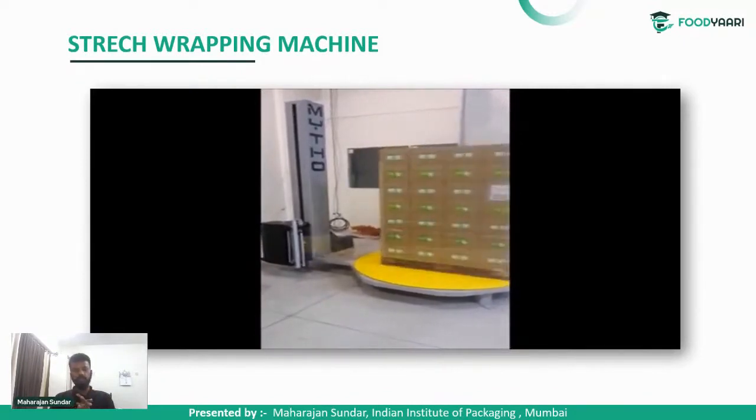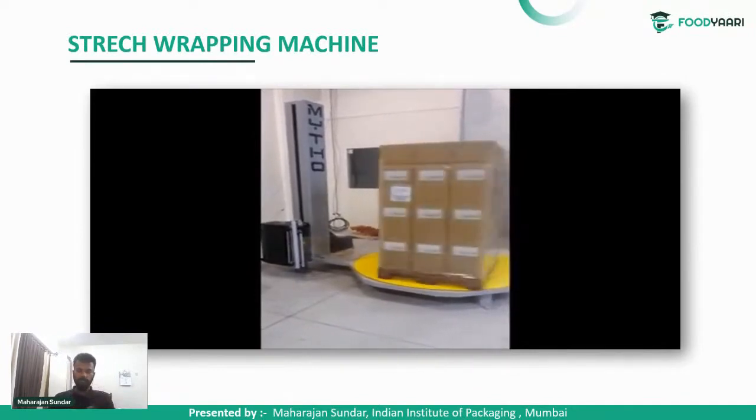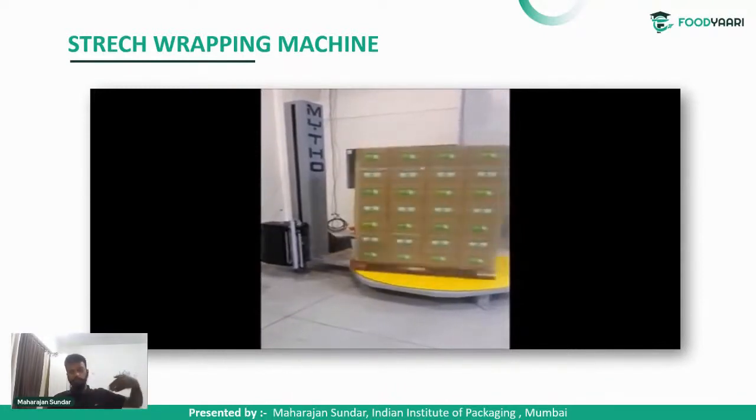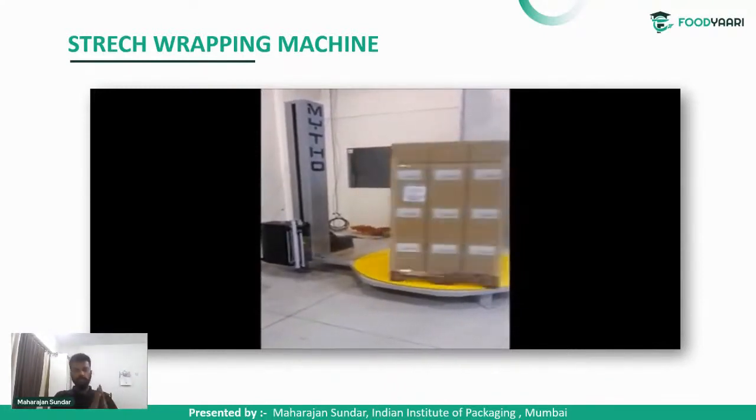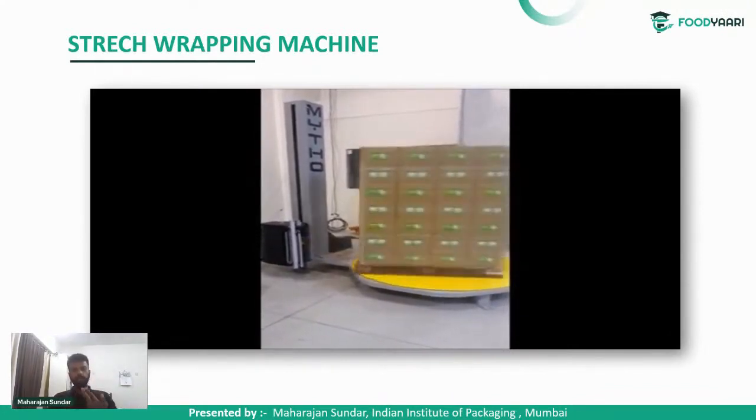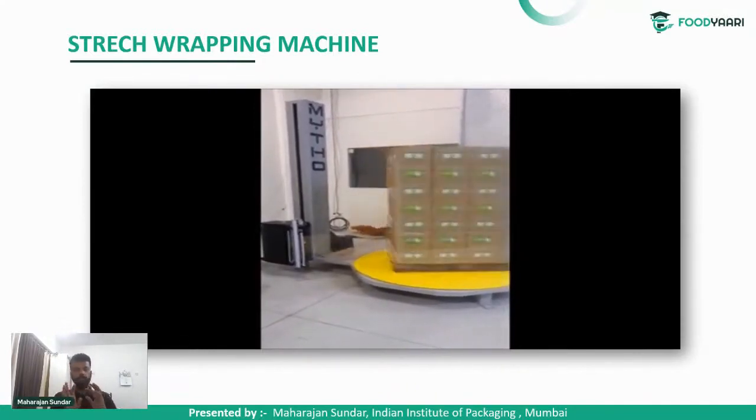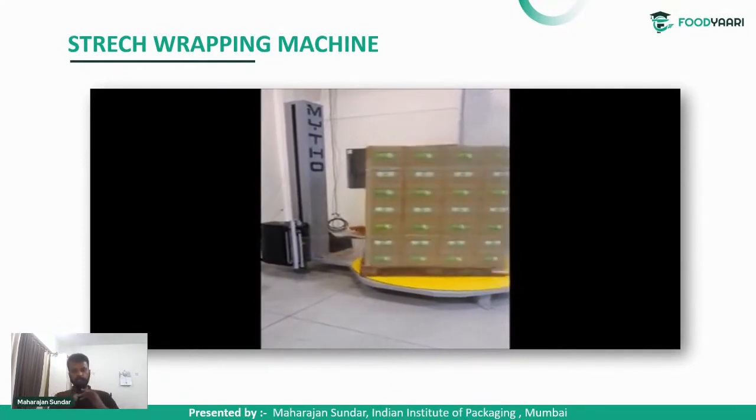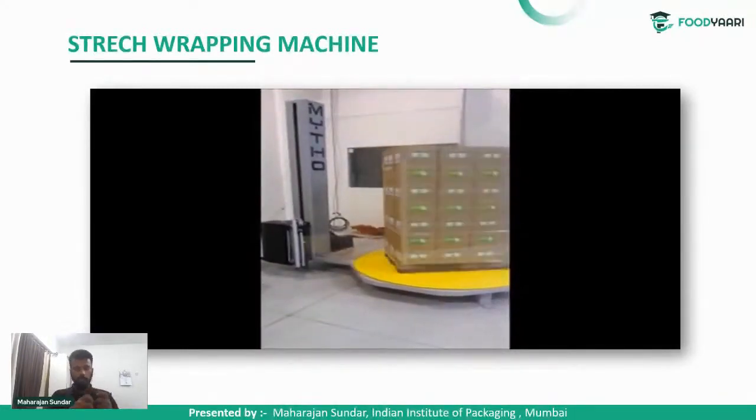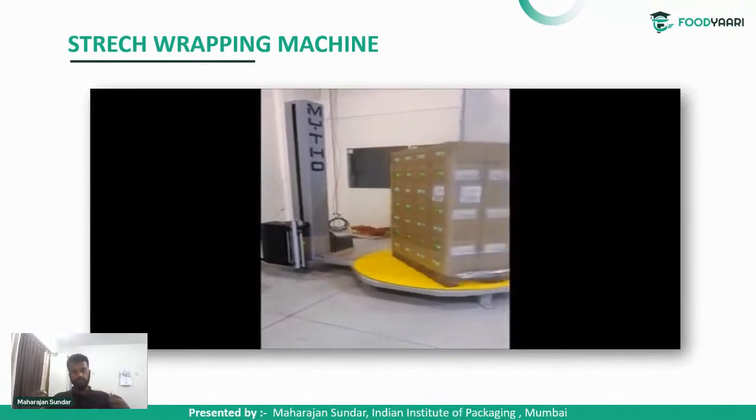Stretch wrapping, in the sense, if you can see the bottom left side, there will be an unwinding portion where the polymeric film will come. It will be fitted with adhesive to the bottom container, and then it starts to rotate. The palletized boxes will rotate on a platform. While rotating, it will stretch. These are oriented films which can be stretched to a certain extent.